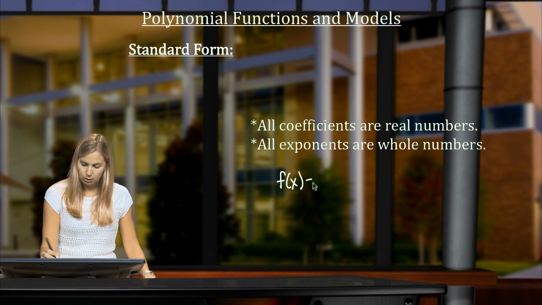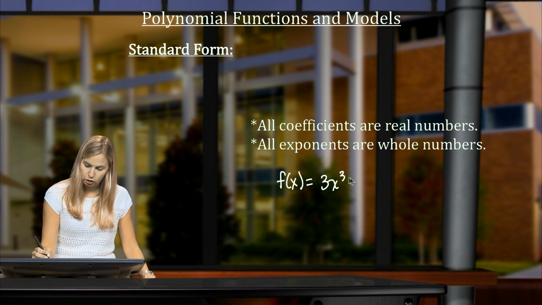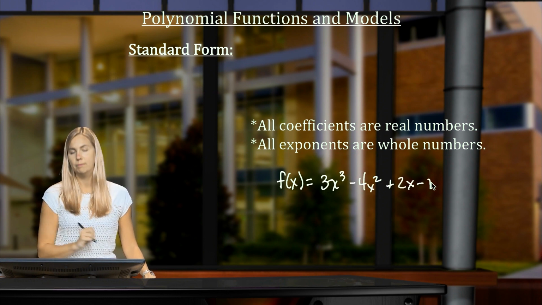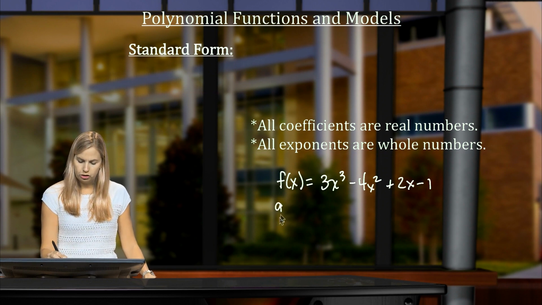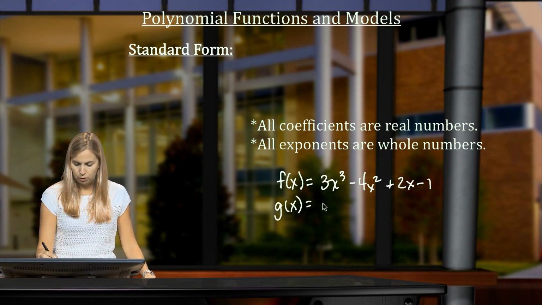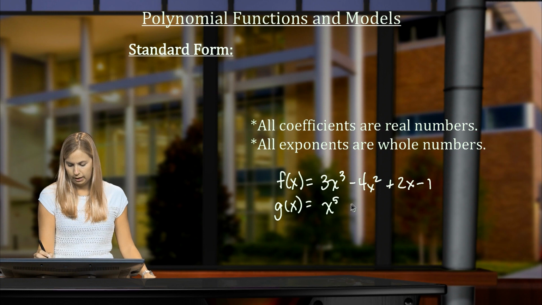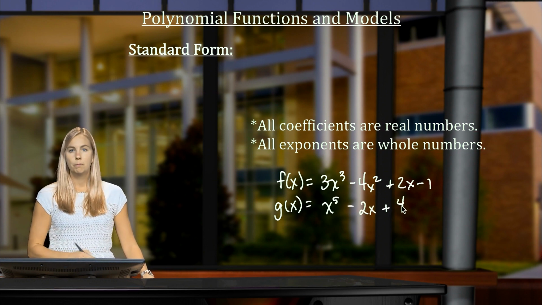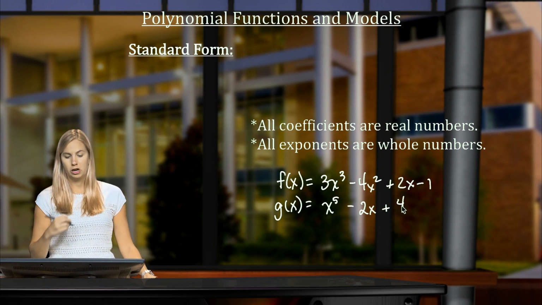f of x equals 3x cubed minus 4x squared plus 2x minus 1. Or g of x equals x to the fifth minus 2x plus 4. Both of those are examples of polynomial functions.